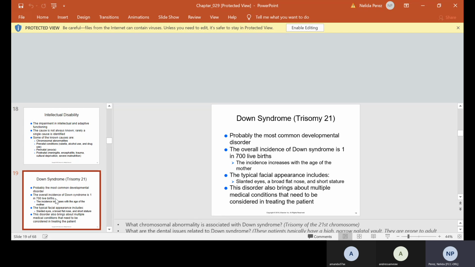Down syndrome is also probably the most common developmental disorder. The overall incidence of Down syndrome is 1 in 700 live births. The incidence increases with the age of the mother. The typical facial appearance includes slanted eyes, a broad flat nose, and a short stature. This disorder also brings about multiple medical conditions that need to be considered in treating the patient.